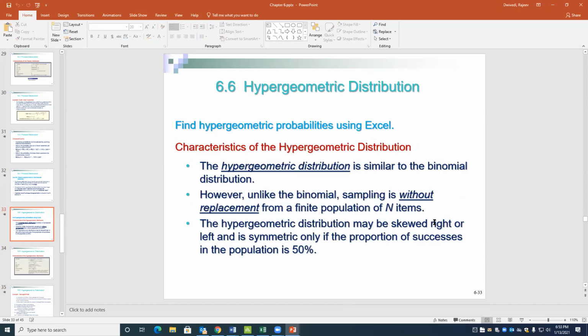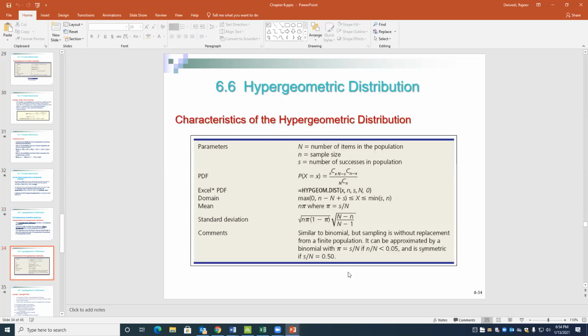So this is critical thinking. Now there's another distribution, which is called the hypergeometric distribution. What is it? The hypergeometric distribution has a population size, a finite population. So this is like a binomial. Binomial doesn't have a population, but hypergeometric has a finite population. So look into the formula.